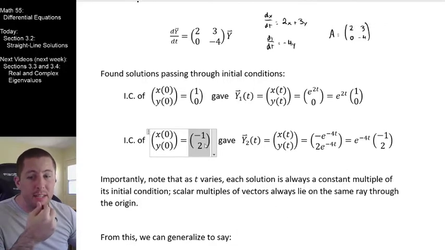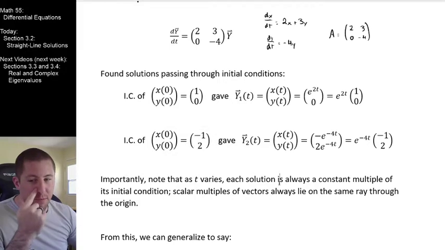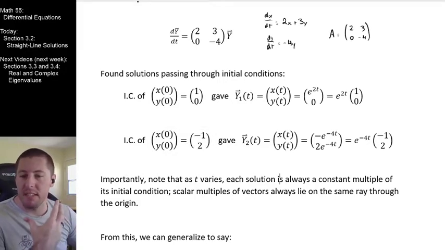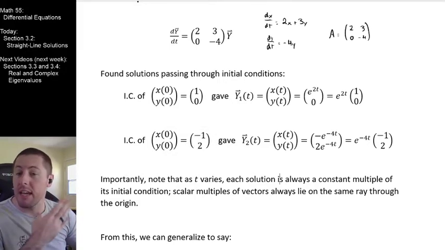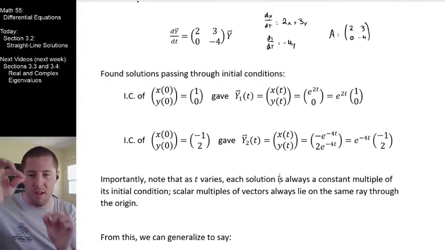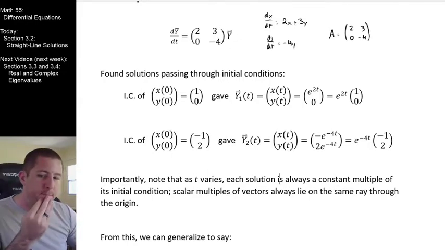Now, this one's a little bit different. I said 1, negative 2 down there. Here's negative 1, 2. But again, I'm kind of just referring to that as one vector that is representative of all the points on that line, because all scalar multiples of that vector will get us all of the points that are on that line right there.